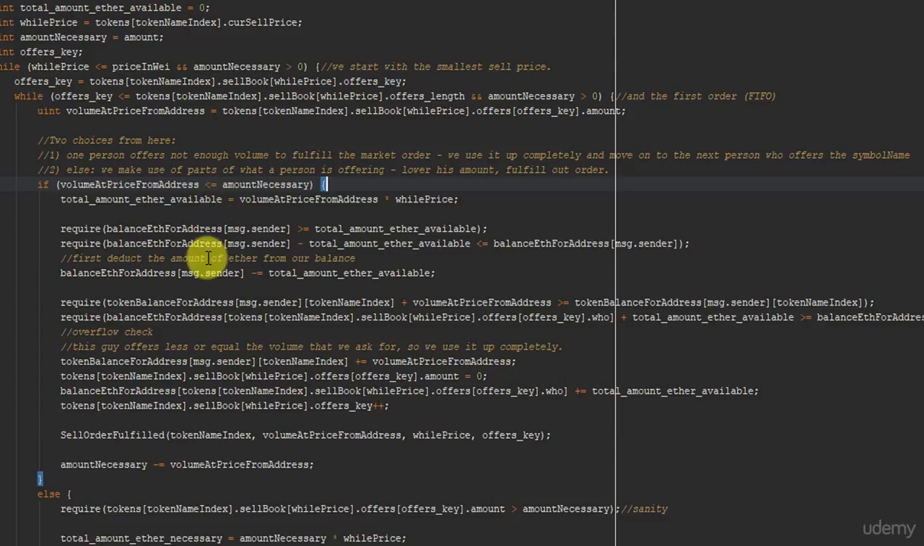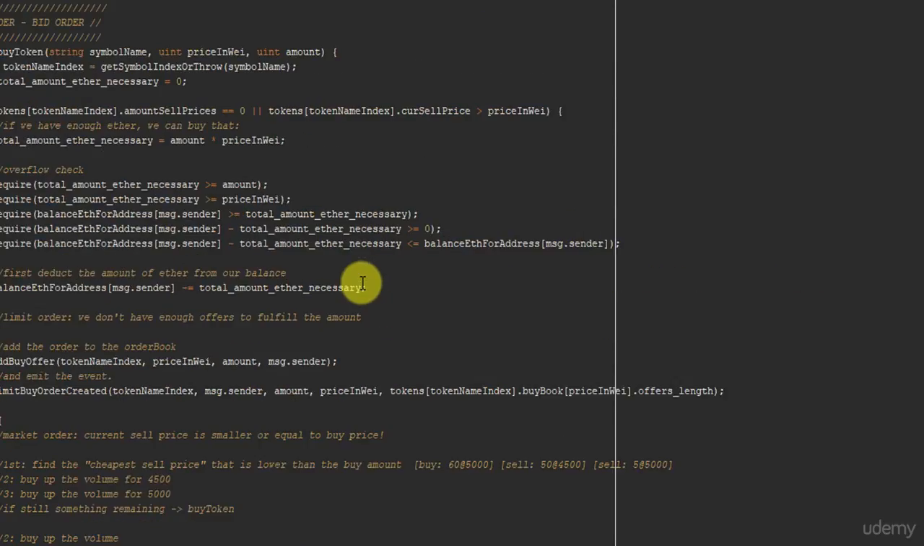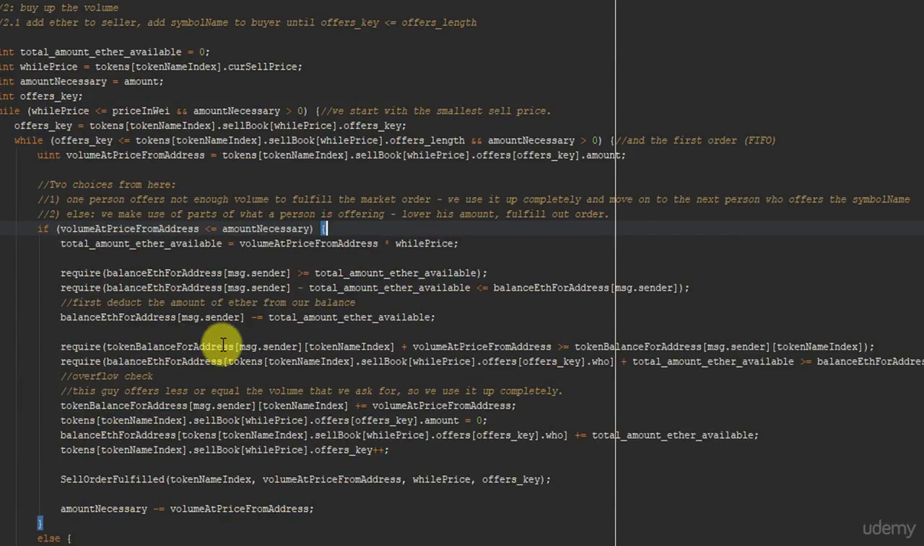Now we have a few require statements. First of all, our balance in ether must be bigger than the amount of ether which we are trying to buy the tokens for. Then obviously if we deduct, it must be smaller than the balance that we have right now. So it's an overflow check. Then we deduct the balance that we are trying to buy tokens for right now. And then we check if the token balance plus the volume of the tokens from us is larger than the balance that we have right now.